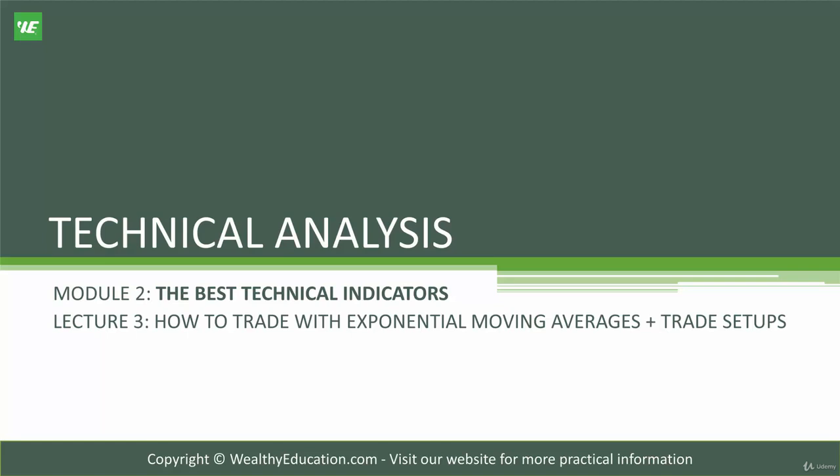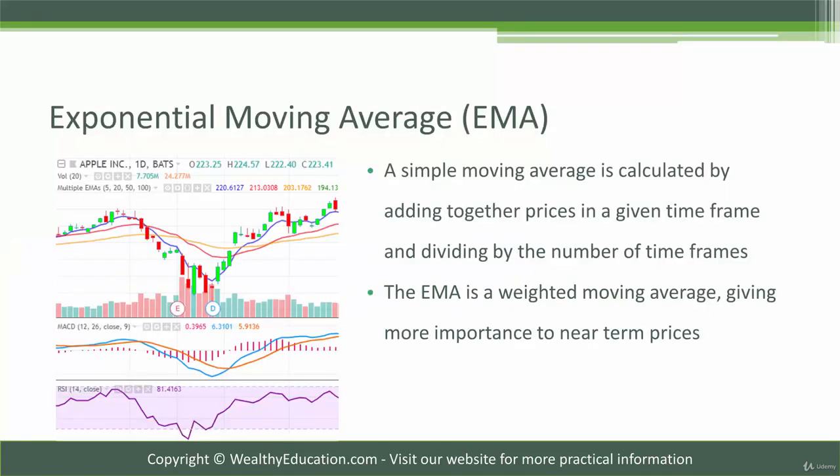So let's talk about exponential moving averages. A simple moving average is calculated by adding together prices in a given time frame and dividing by the number of time frames. So if we're looking at a simple daily moving average, we're going to take the closing price for a certain number of days, add those numbers together, and then divide by the number of days. Say we're doing a simple moving average for a 10-day period. We'll take the closing prices for the past 10 days, add those together, and divide by 10.